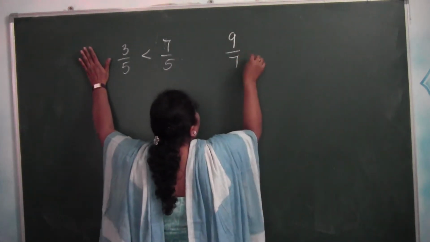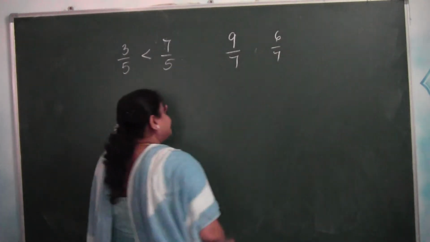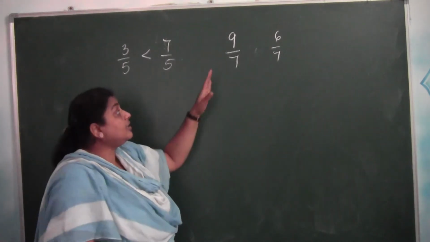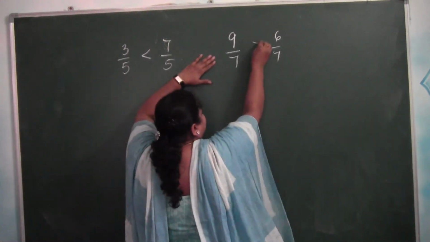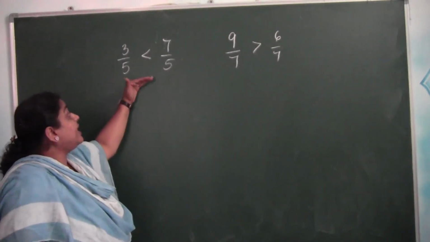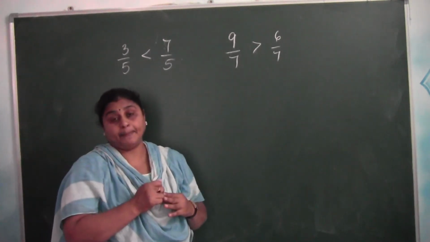Next, 9 by 7 and 6 by 7. Which is greater? Which symbol do I need to write here? Greater than symbol. Now this is the case when denominators are the same.